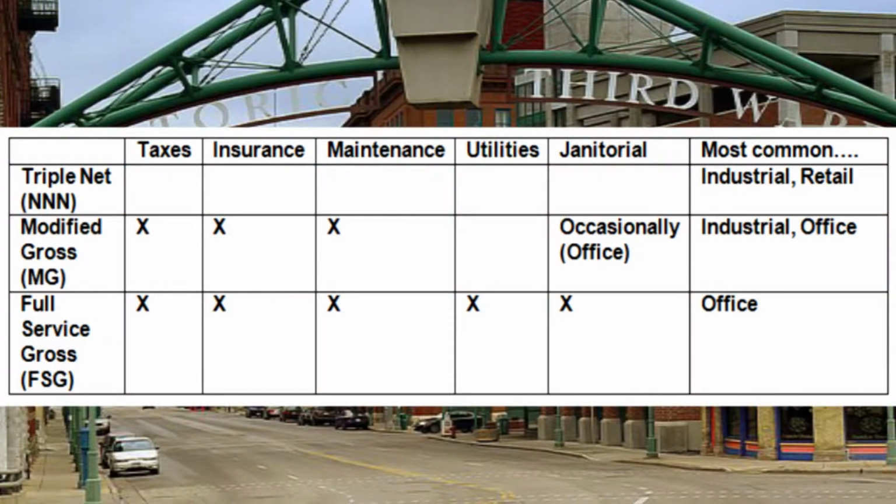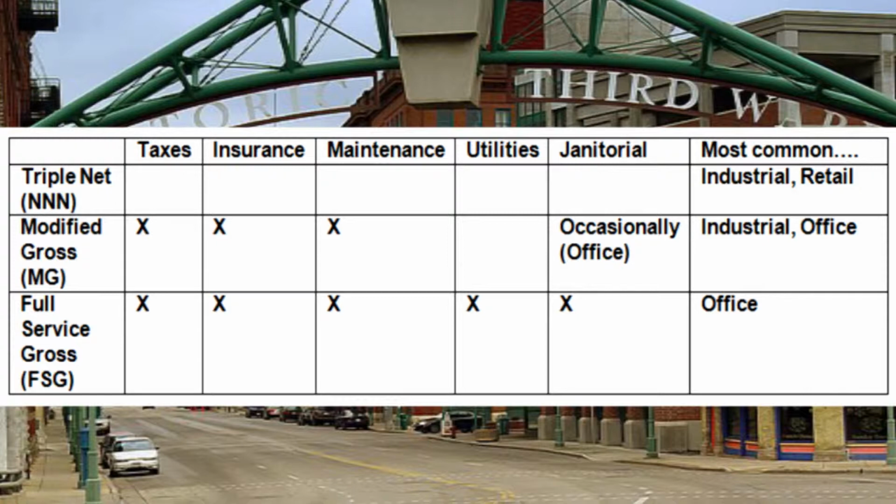On the left side, you'll see triple net, modified gross, full service gross. Triple net is more common in industrial and retail properties. Modified gross is more common in industrial and office properties. And full service gross is more common in office properties. You'll see an X in each box showing what that lease rate will normally include.